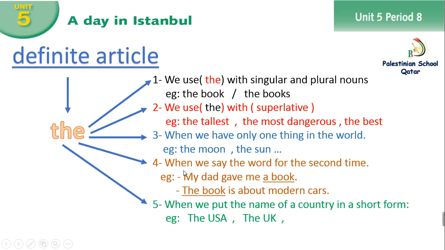Number four, we use the when we say the word for the second time. For example, my dad gave me a book. Do you know which book? You don't know the book. So when I mention the book for the second time, I have to put it with the. My dad gave me a book. The book is about modern cars. So now you know which book I'm talking about. But at first, I say a book, and it is unknown to you which book.